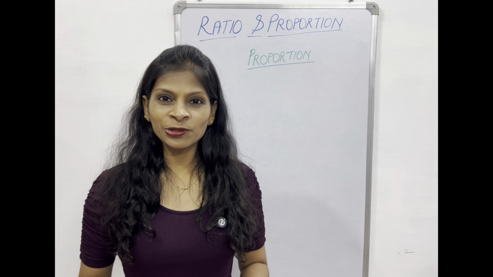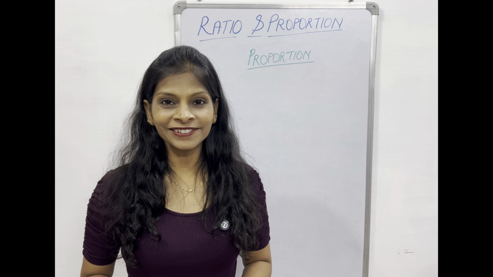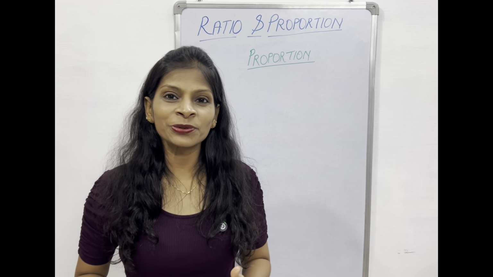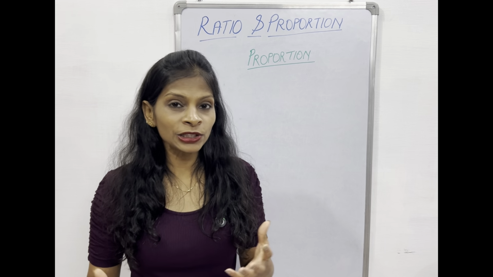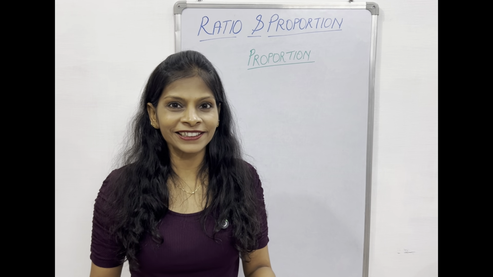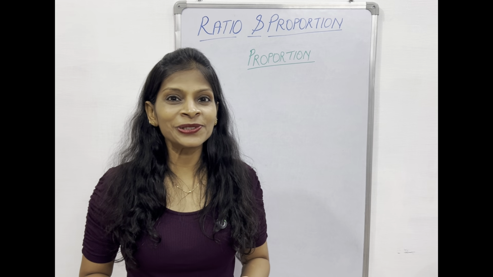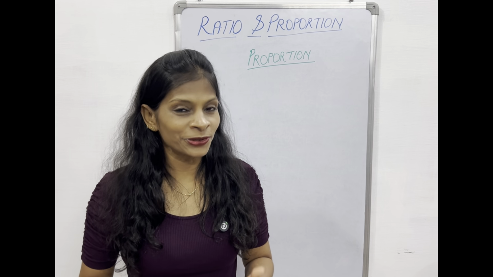If a recipe requires 1 cup of butter and I have to make double the quantity, I will use 2 cups of butter. If I have to make triple the quantity, I will use 3 cups of butter. And this concept is known as the concept of proportion.